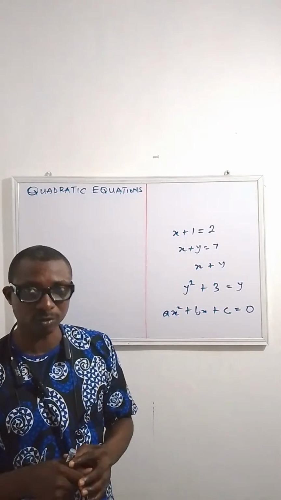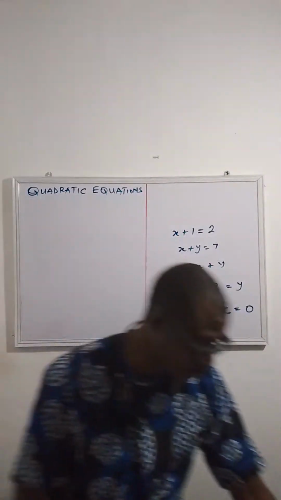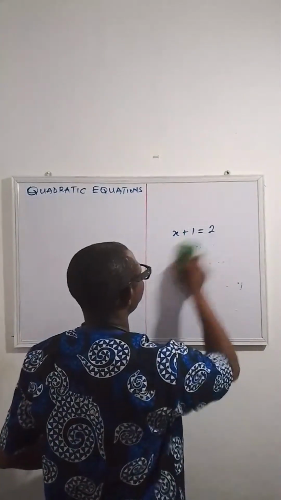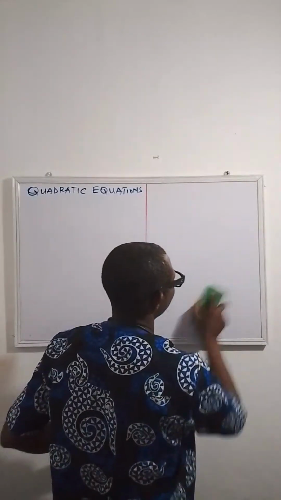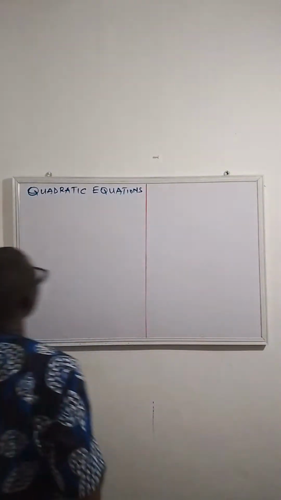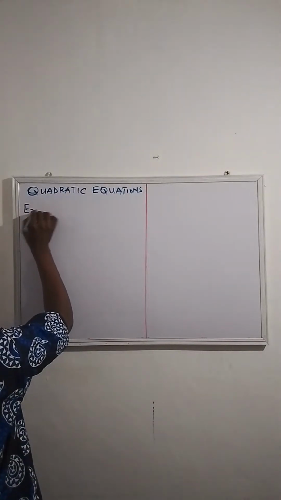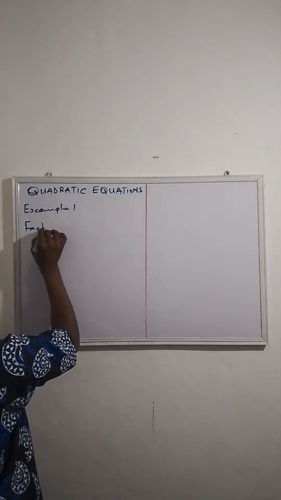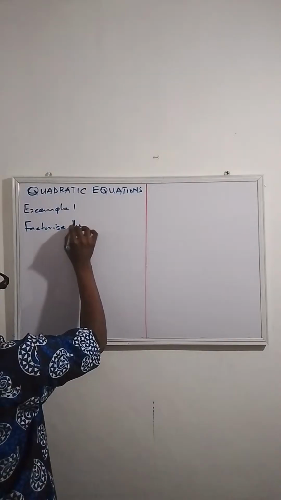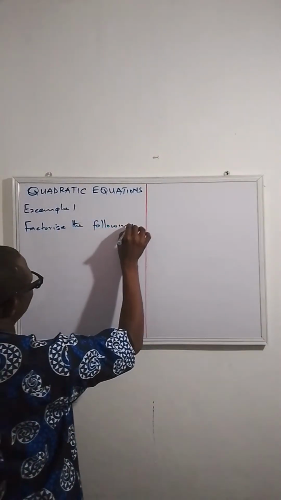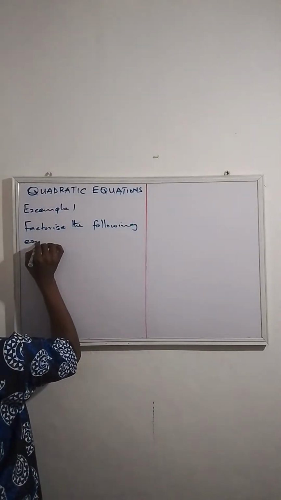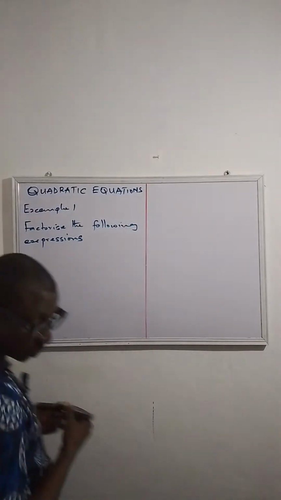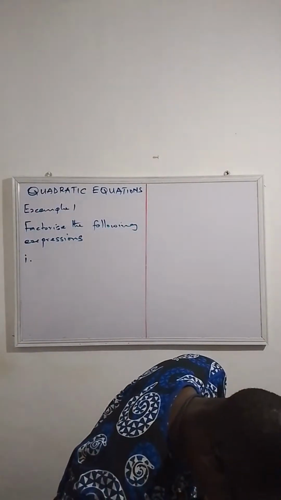All right, let us look at some examples on the quadratic expression. Example 1. Factorize the following expressions. Roman numeral 1.